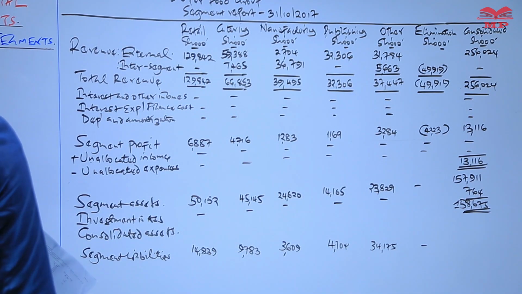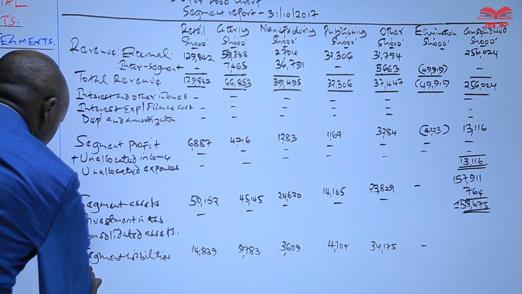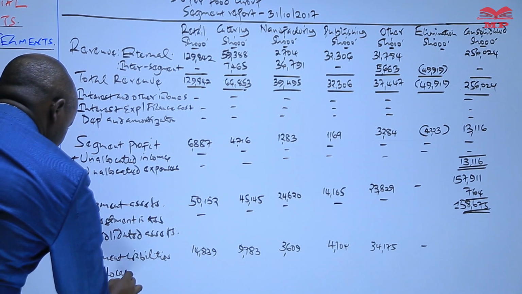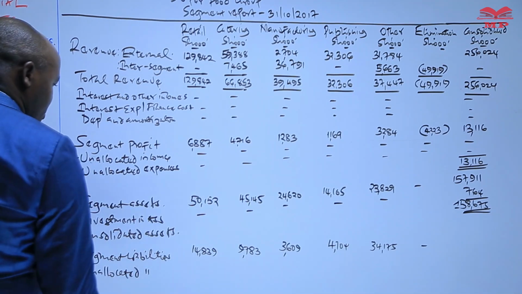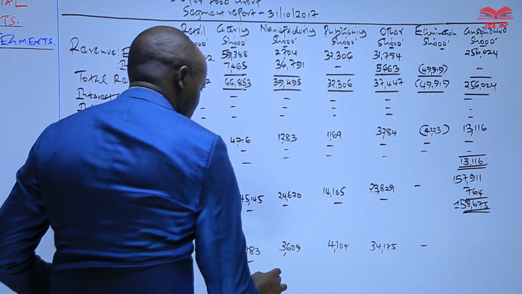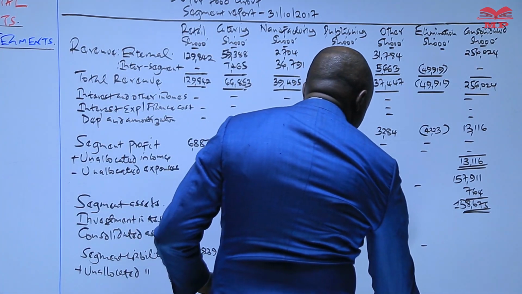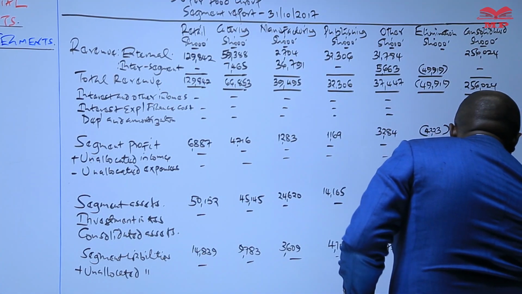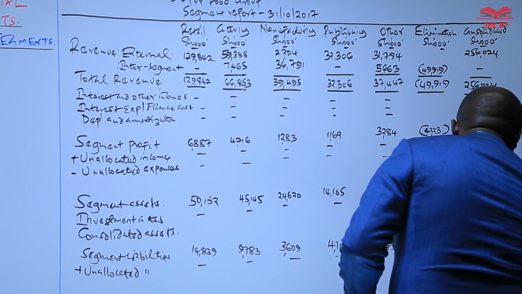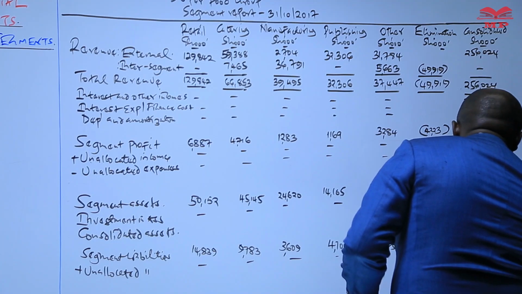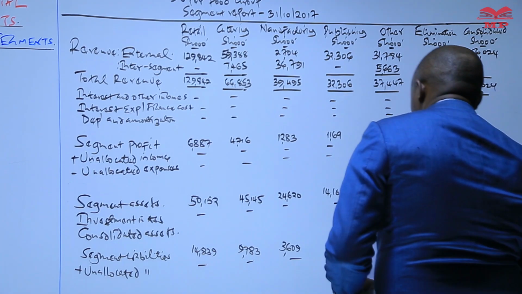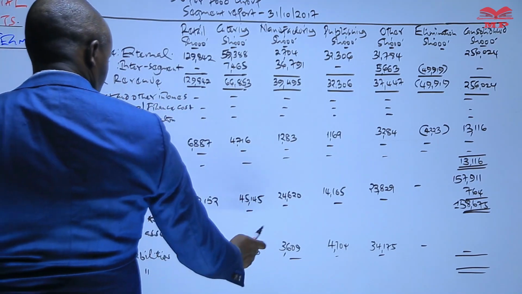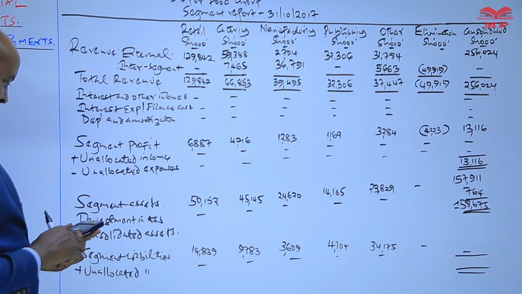and then equally to this we add unallocated liabilities. Unallocated liabilities, these are liabilities not identified with a particular segment. And in our case, we don't have any unallocated liability. So what we need to do is to get the total segment liabilities. So let's get the total segment liabilities.